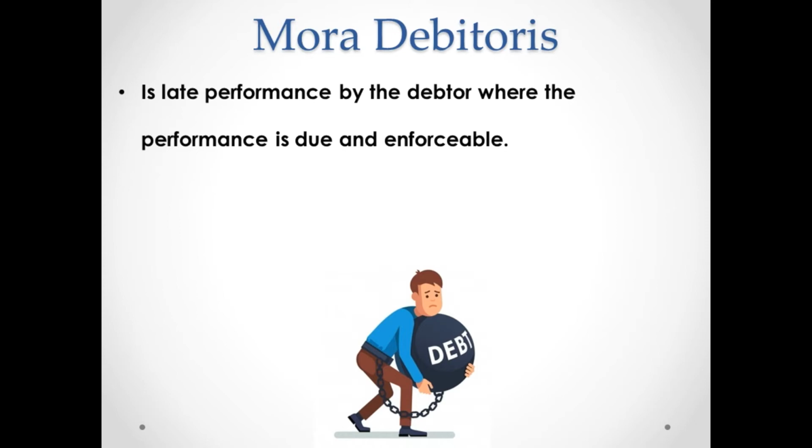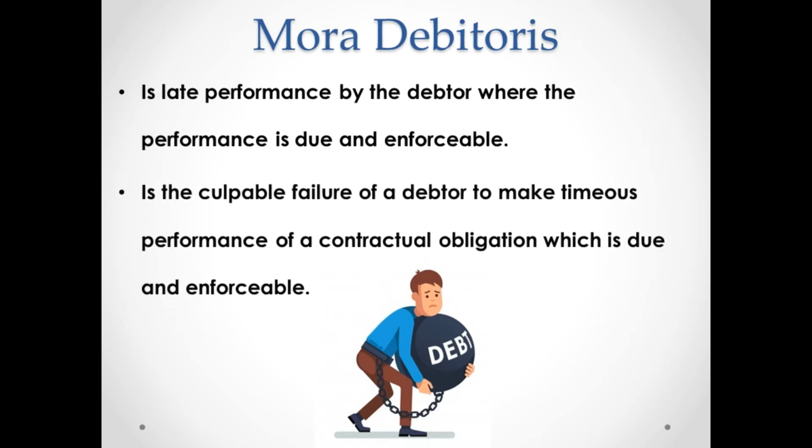Mora Debitoris is the late performance by the debtor where the performance is due and enforceable. It is the failure by a debtor to make timeous performance of a contractual obligation which is due and enforceable. Maybe if it's money which has to be paid, the debt will be due. The debtor should have paid that money and the debtor has failed to do so.